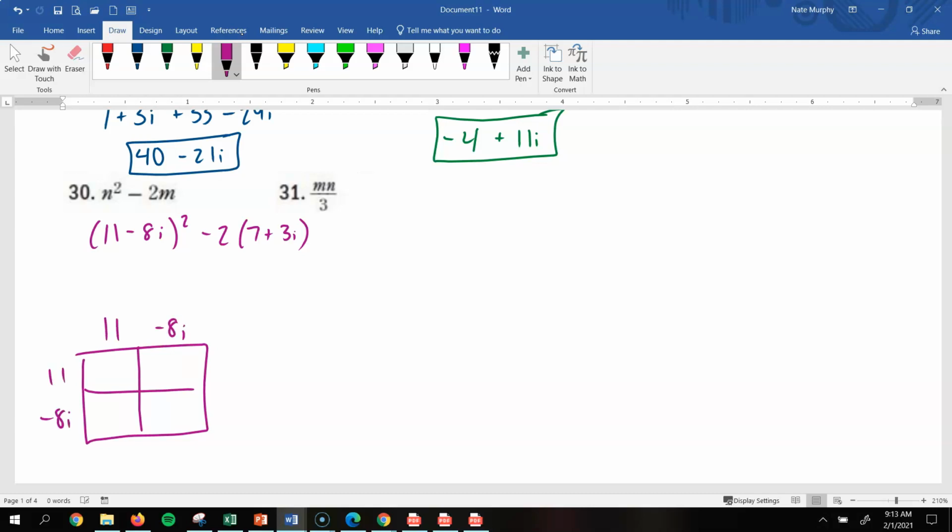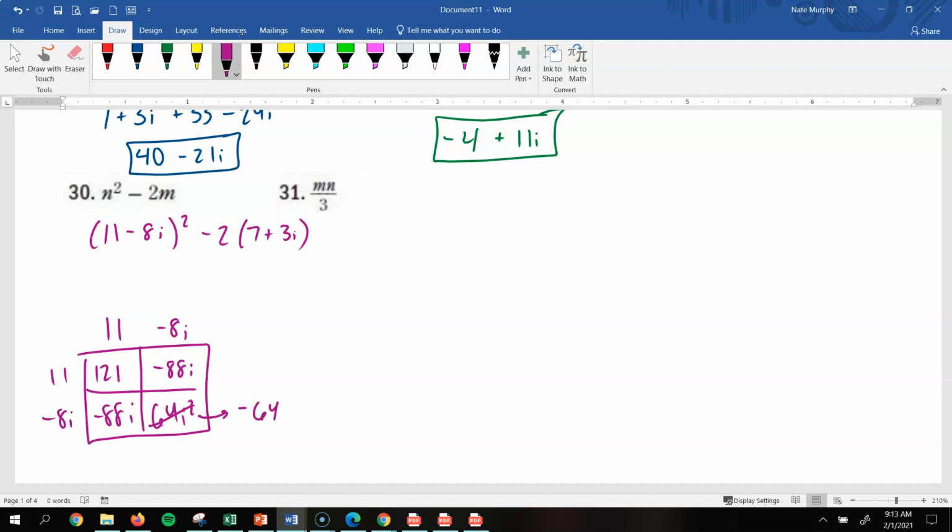So 11 times 11 is 121. 11 times negative 8 would be negative 88i. And negative 8 times 11 is also negative 88i. And then negative 8 times negative 8 is a positive 64. But we would have 64i squared. Now, i squared, remember, is negative 1. So that 64 really is negative 64.